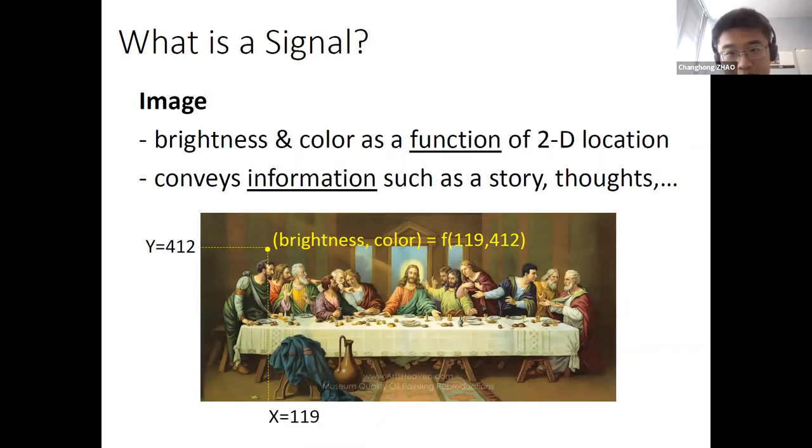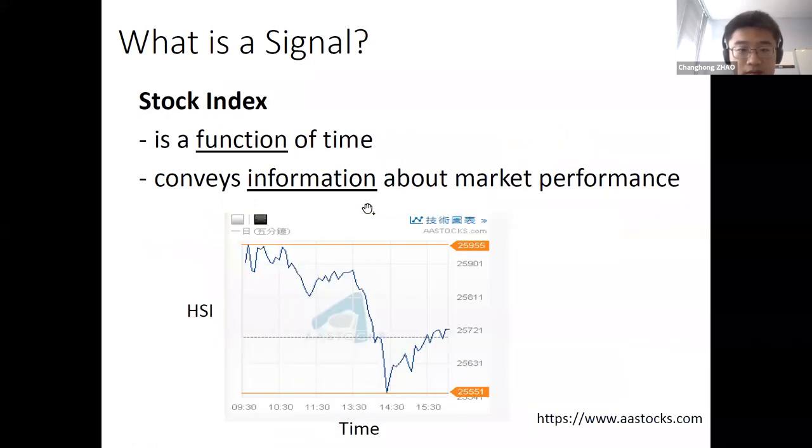Image is another kind of signal. Usually a static image is a function of location, 2D location. I use this example. So every pixel on this image has a coordinate, X and Y. And then the brightness and color of this pixel is a function of this 2D location represented by this X, Y coordinate. And of course, the image also conveys information such as a story, the story of the last dinner, or some thoughts of the painter, the artist. Well, stock index is also a function of time, changes over time, and we can plot this function over time. It conveys information about the market performance, it conveys information that informs you whether you should invest or withdraw or redeem from the stock market.